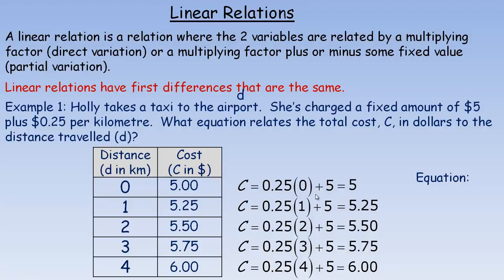Now, notice in each case, it's the distance that's being multiplied by the 0.25. So the equation is the cost, C, equals 0.25 times the distance plus 5. Notice that the 5 here, that fixed amount, is just being added on every time. It's not multiplied by the number of kilometers. It's just a constant fixed amount. So the equation would be C equals 0.25D plus 5. Again, the 0.25 is multiplied by each of the distances. So that's the equation that relates the total cost to the distance traveled.